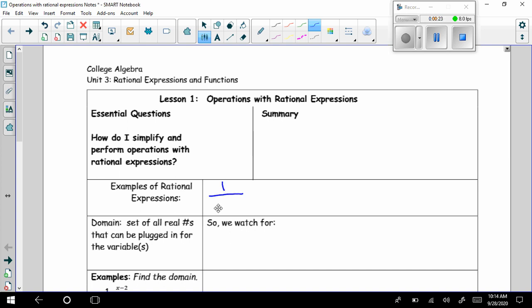It is a fraction. So rational expressions are going to have polynomials in the denominator, so some sort of variable in the denominator of a fraction. So something like this. All right, so you might make a note, variable in the denominator.